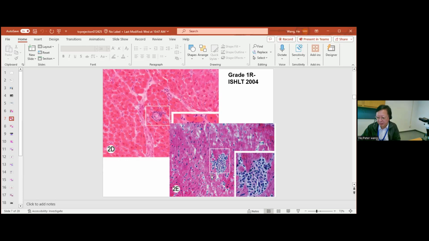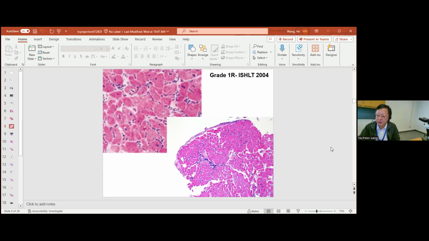And second format, you see this coronary venule here. And surrounding that, you have several layers of endothelial lymphocytes. This is also 1R because there is no cardiomyocyte damage and it's not diffuse yet.